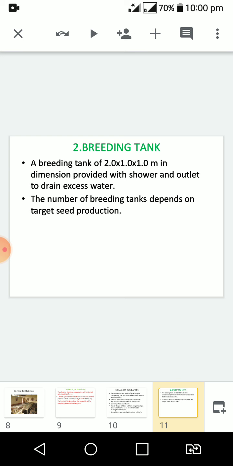In the vertical jar hatchery a breeding tank is also present. The breeding tank is with shower and outlet to drain excess water. The number of breeding tanks depends on the target of seed production. So mainly depending on the seed production, we will take the breeding tanks.